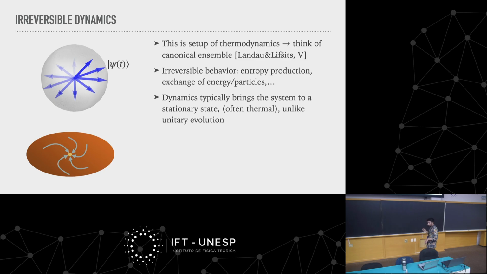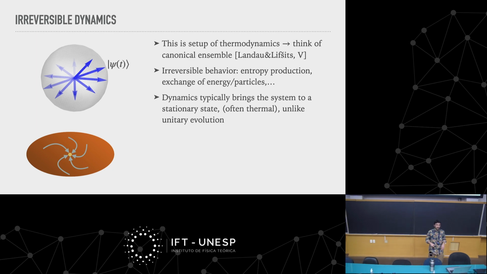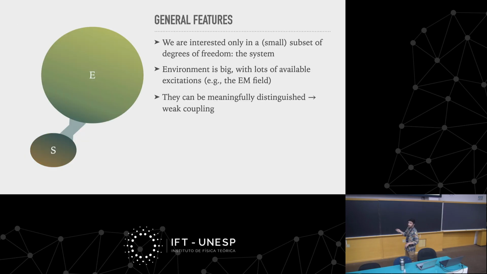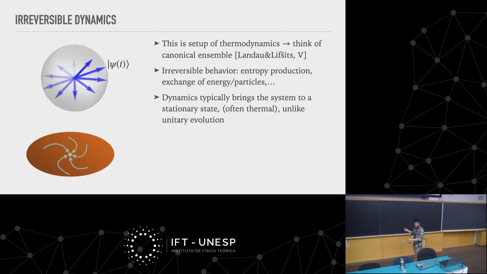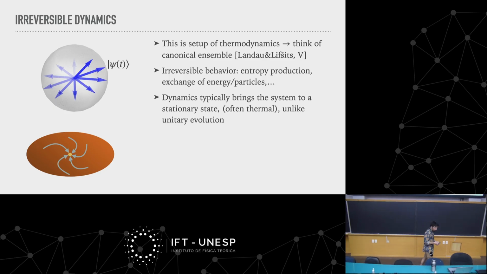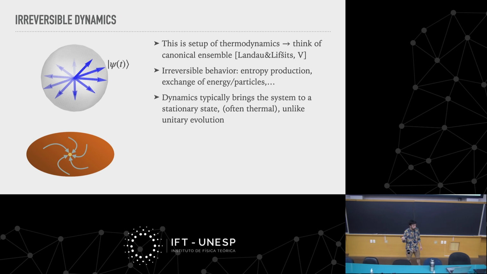If you think a little bit about it, this setup is the setup of thermodynamics. If you take the 5th book of Landau-Lifshitz and look at how you derive the Gibbs ensemble, it is exactly like this. There's a small subsystem in a larger system, and of course, you derive the Gibbs ensemble by assuming thermal equilibrium, maximum entropy, and so on. But this already tells us that open quantum systems will show irreversible behavior, because thermodynamics is going to play a role here.